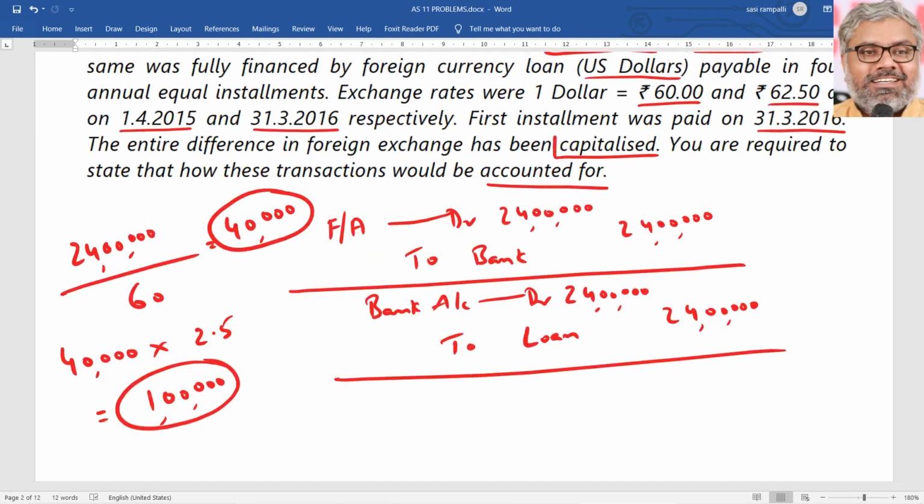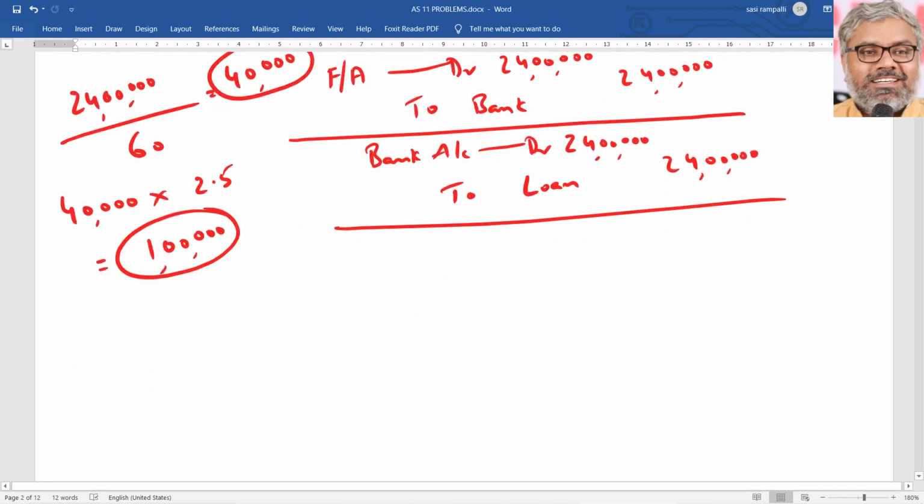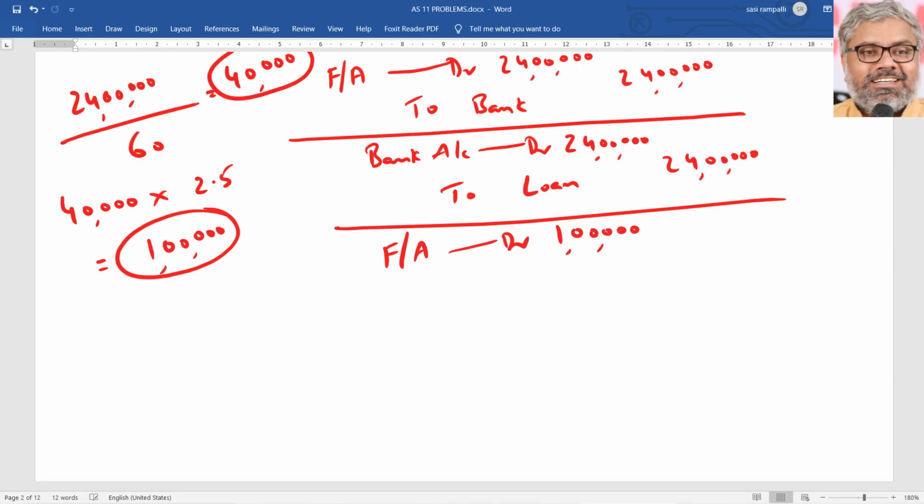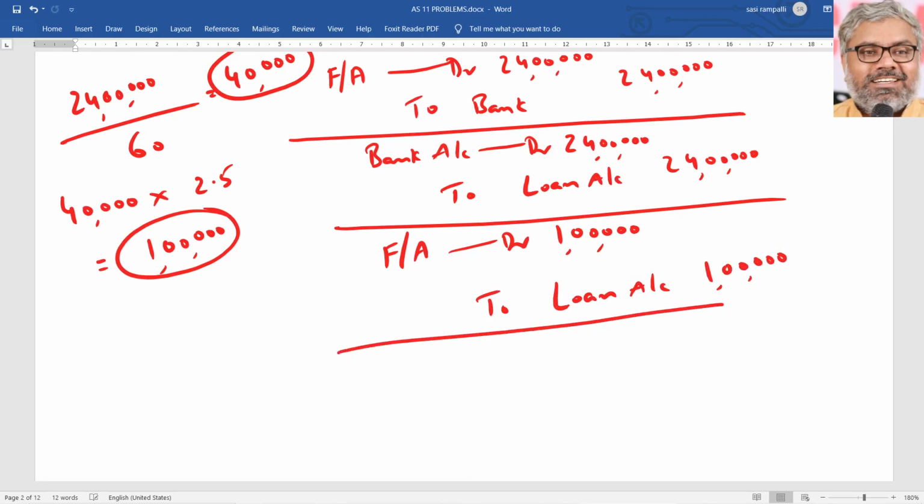When it is given, you don't have to make any assumptions and create imaginary situations. It is given very clearly that the entire difference in foreign exchange has been capitalized. When we say it is capitalized, definitely the debit is going to be given to the fixed assets account only, that is 1 lakh rupees, and the loan of course is going to be increased by 1 lakh rupees. So the loan became 25 lakhs. Fixed assets also became 25 lakhs.